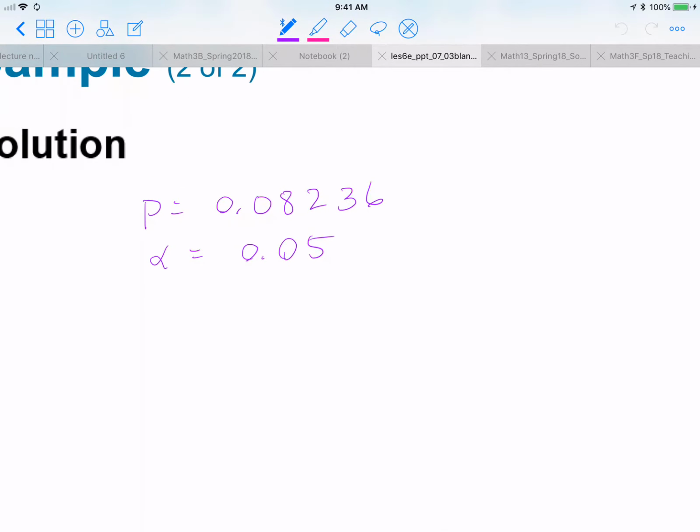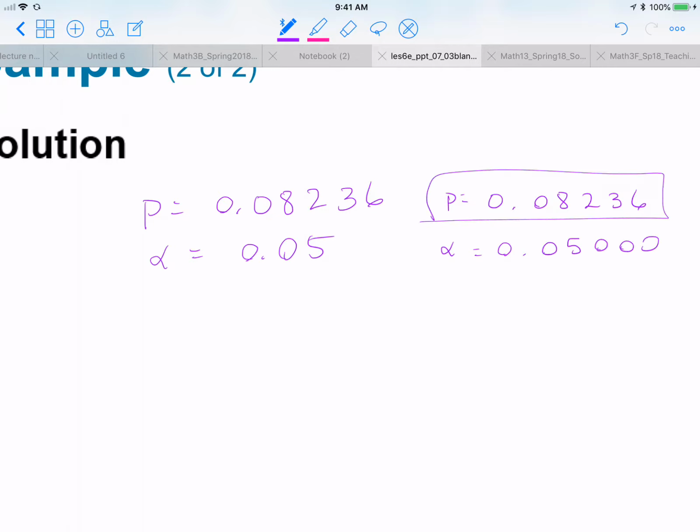So our p-value is 0.08236, and our alpha is 0.05000. The p-value is not less than or equal to alpha. So since the p-value is not less than or equal to alpha, we fail to reject H naught.